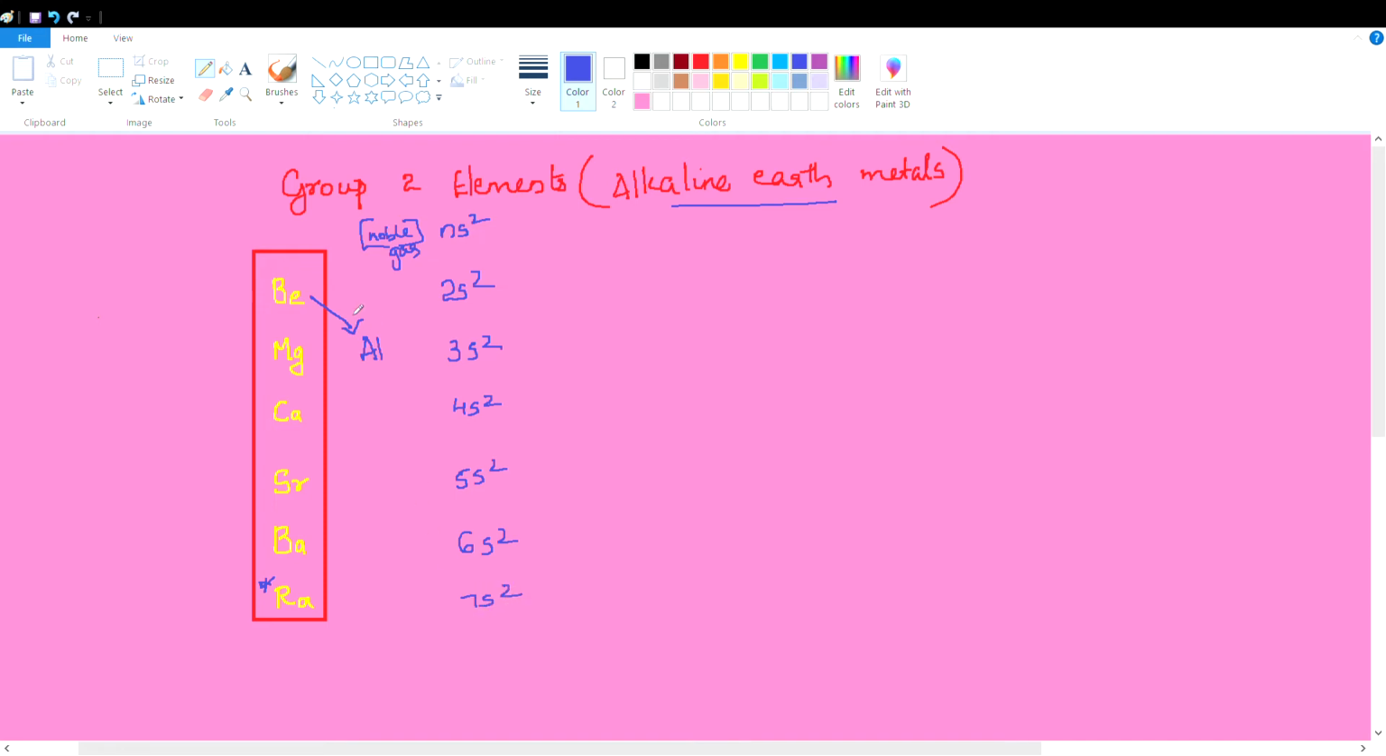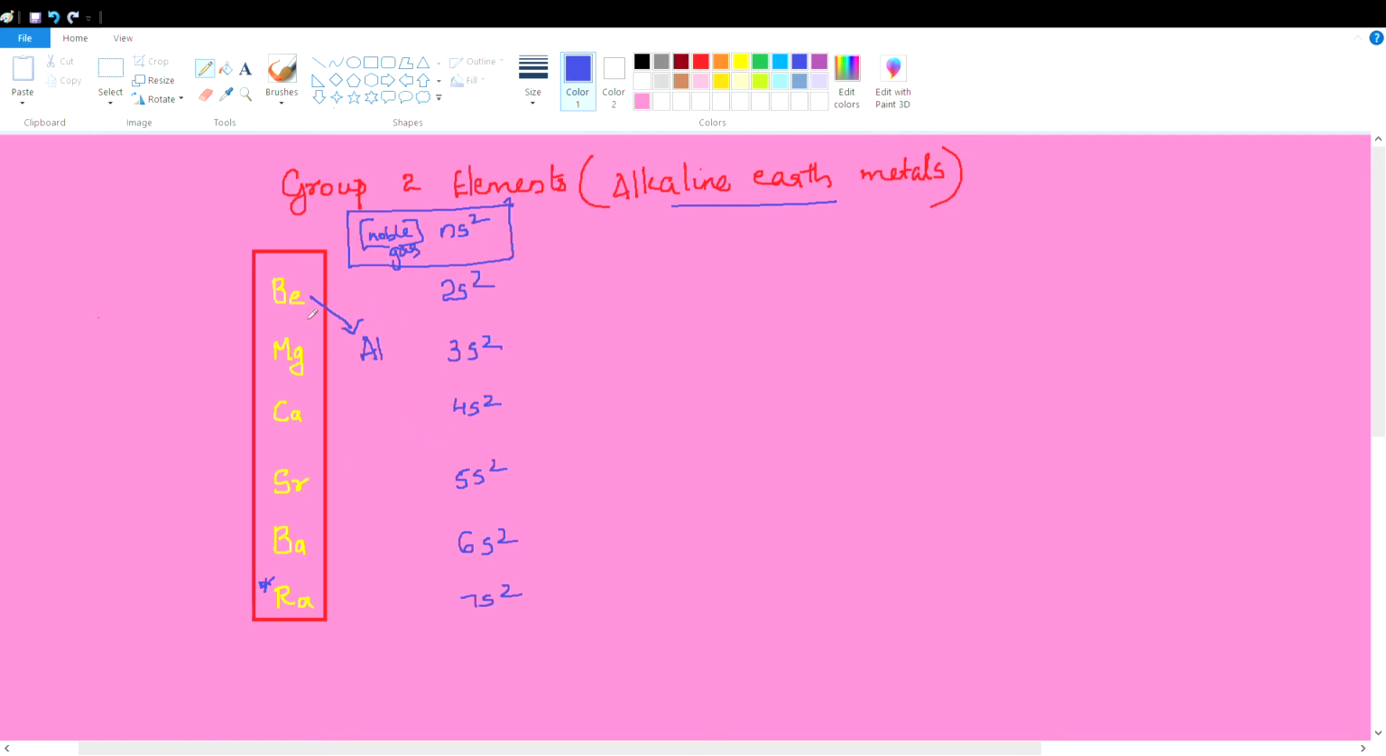So the general electronic configuration of group 2 elements is ns2. There are 2 valence electrons. And these elements are also known as alkaline earth metals because the oxides and hydroxides of these metals are alkaline in nature and they are found in the Earth's crust.